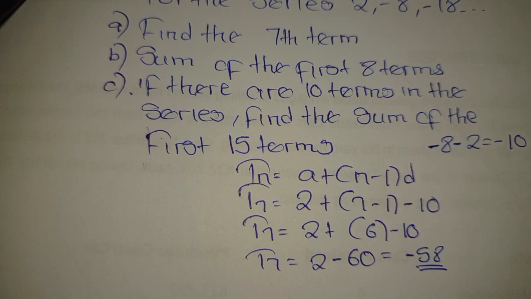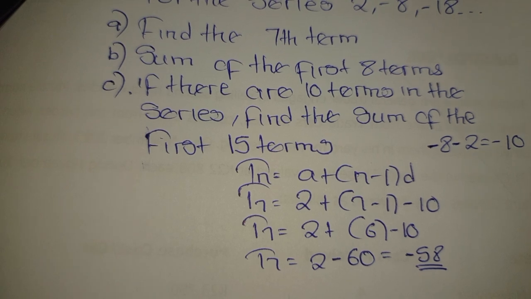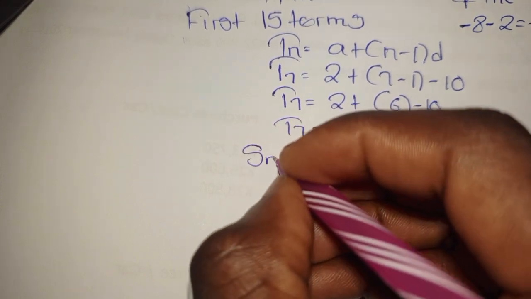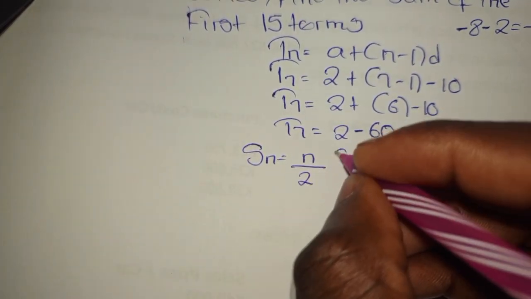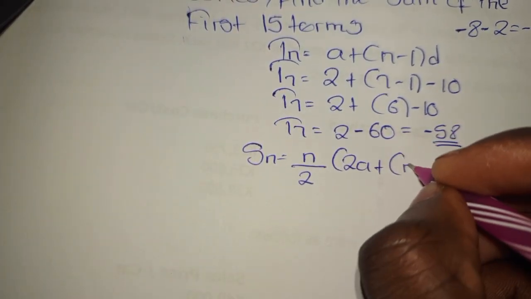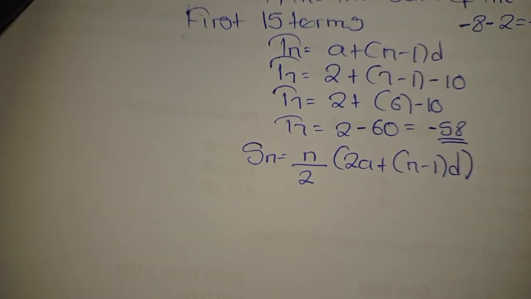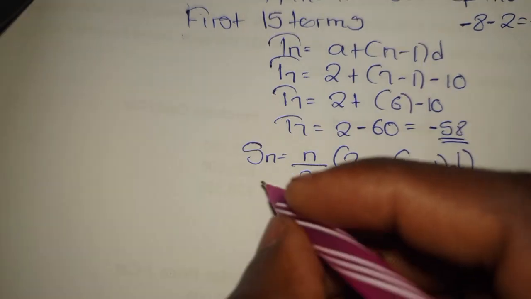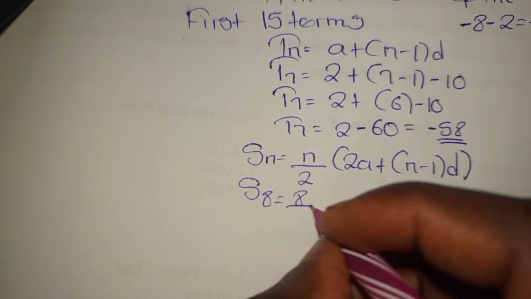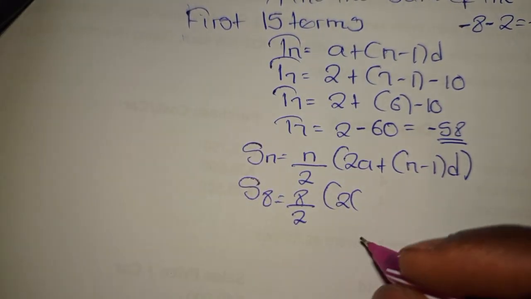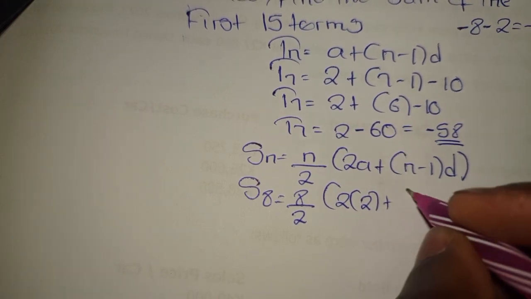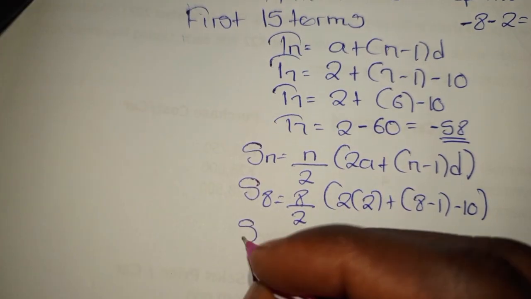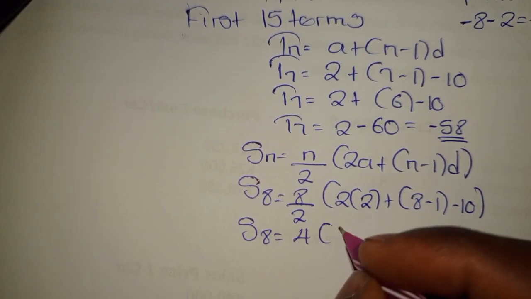Then you are told to find the sum of the first 8 terms. The sum is given by n over 2, open bracket, 2a plus (n minus 1) close, multiplied by d. So the sum of the first 8 terms is equal to 8 divided by 2, times (2 times 2 plus (8 minus 1) times -10).